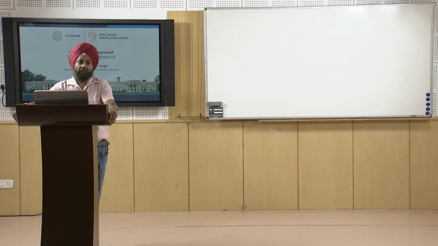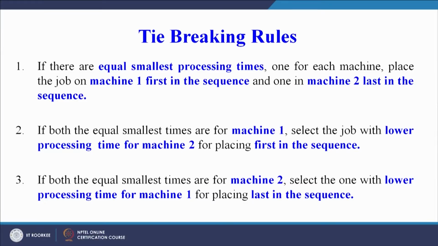Now let us take an important topic, that is tie breaking rules. Many times it may so happen that in the same column we have 2 minimum values. Now how to solve or how to break this tie? If there are equal smallest processing times, one for each machine, place the job on machine 1 first in the sequence and the one on machine 2 last in the sequence.